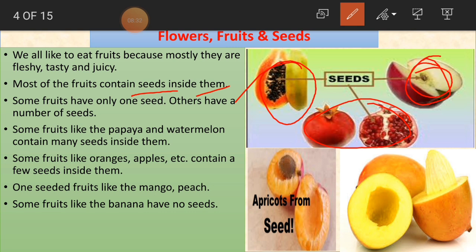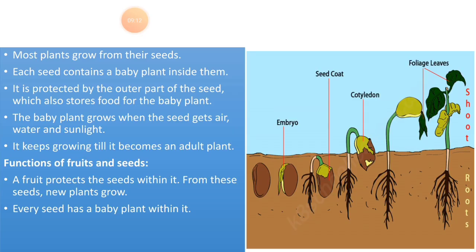If you observe, plants give us different types of fruits, and in those fruits we have seeds, and even the seeds differ from one fruit to another. Some give us one seed, some more than one, two or three, or plenty, like pomegranate, papaya and watermelon. And some fruits have no seed at all, like the banana. Okay, clear children? Yes, this is about fruits and seeds.